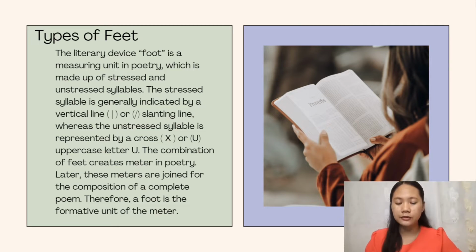So the combination of feet creates meter in poetry. Later, these meters are joined for the composition of a complete poem. Therefore, a foot is the formative unit of the meter. Basically, the foot and the meter are always together in poetry. So now let us move on to another slide.